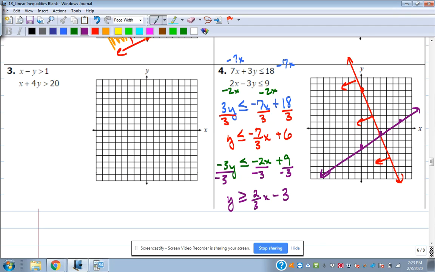Shading. I could use 0, 0. Is 0 greater than or equal to 3? Yes. So I would shade up toward the origin. The solutions are where the two arrows are pointing in the same direction toward each other. So the solution would be in that region.